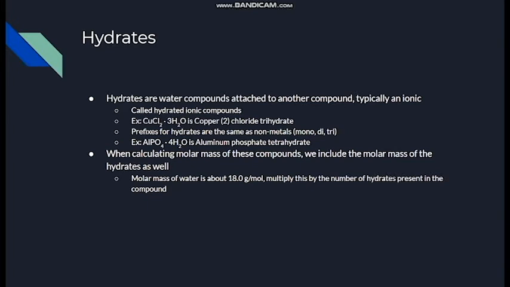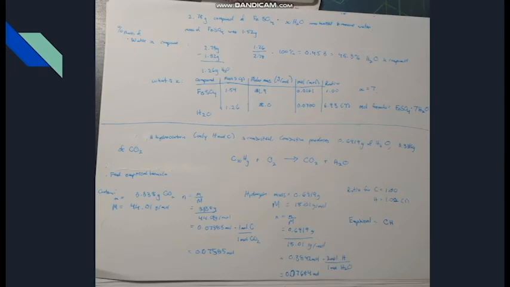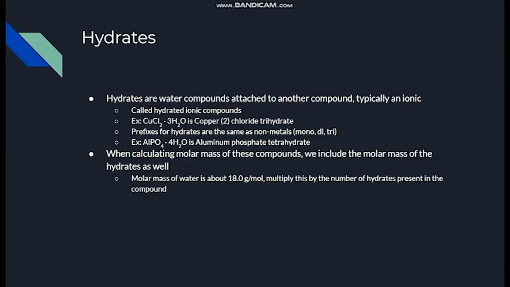And again, we use that dot symbol, which is like multiplying it. Basically, that's what we're doing here. And when we're calculating the molar mass of these compounds, we're going to be including the molar mass of the hydrates as well. Keep this as a mental note: the molar mass of water is about 18.0 grams per mole. We're going to be multiplying this by the number of hydrates present within a compound.